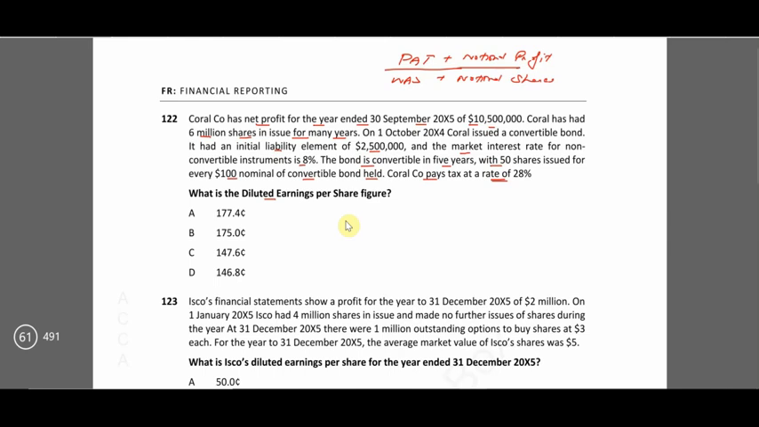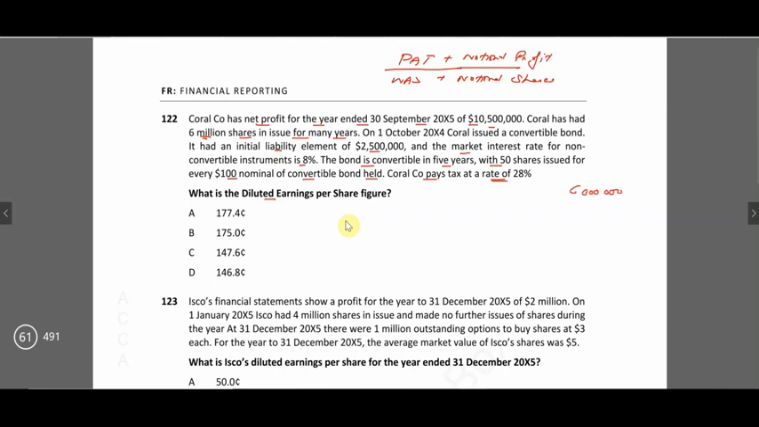Now the profit which is given to us is 105,000,000. Now we need to add the notional profit into it. The notional profit. And then the number of shares which we have is 6 million. We need to calculate with the notional shares. So how can we do that? Okay, simply. First of all, let's calculate the notional shares. So the number of shares in issue is 6 million.